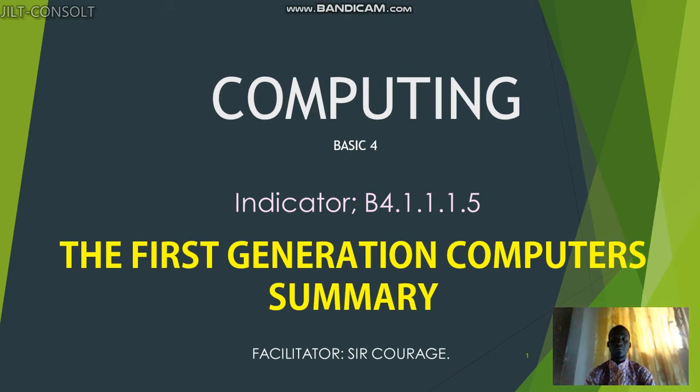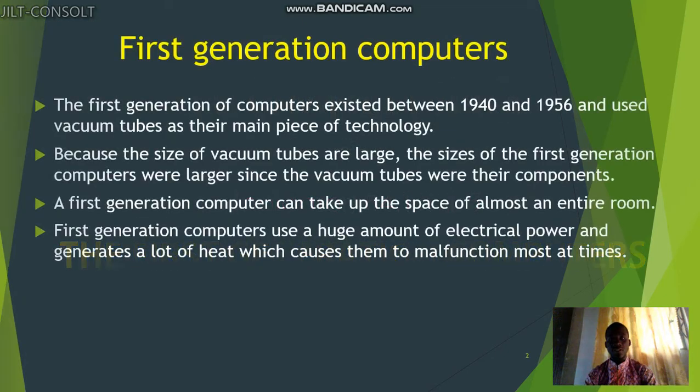Today we are summarizing the first generation computers. First generation computers, as we said earlier on, existed between the year 1940 and 1956 and used vacuum tubes as their main piece of technology.